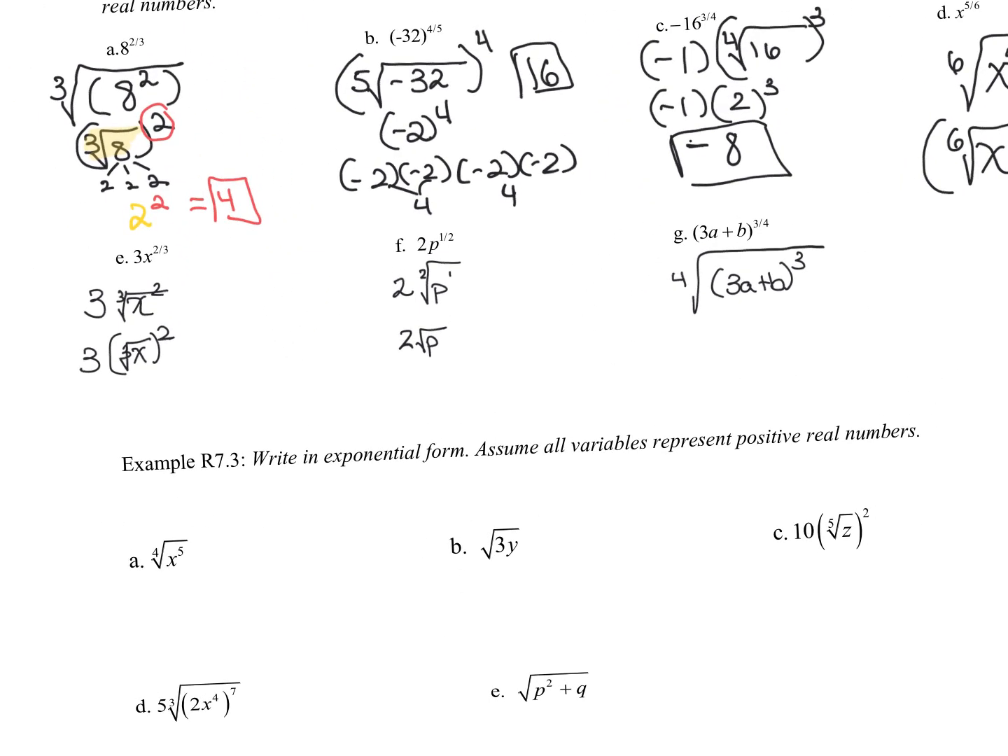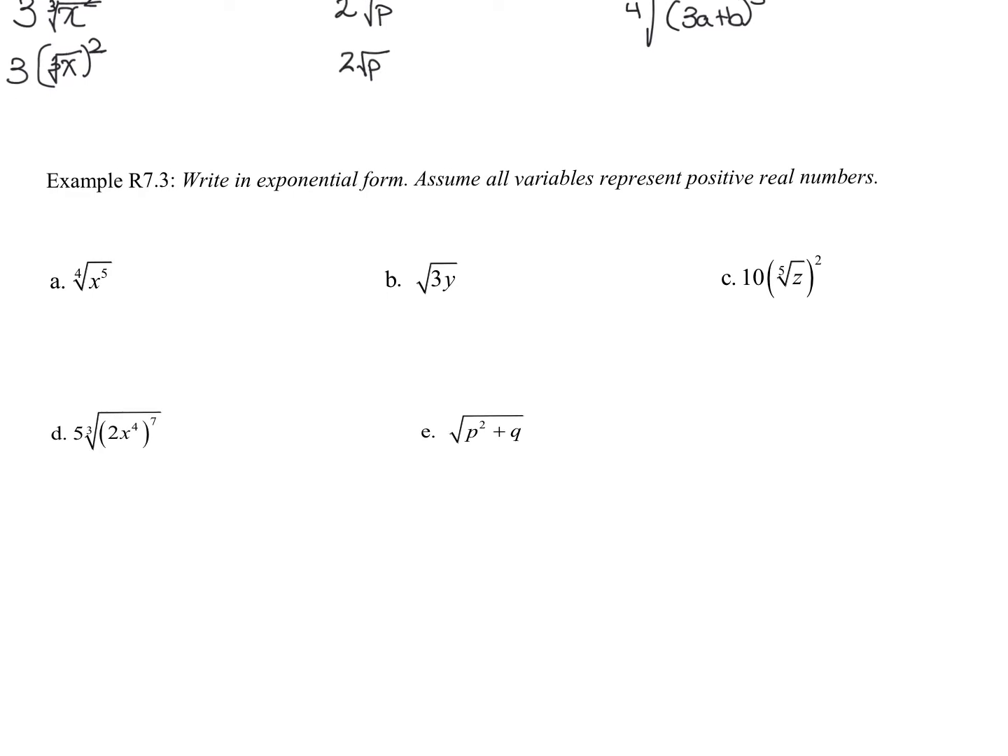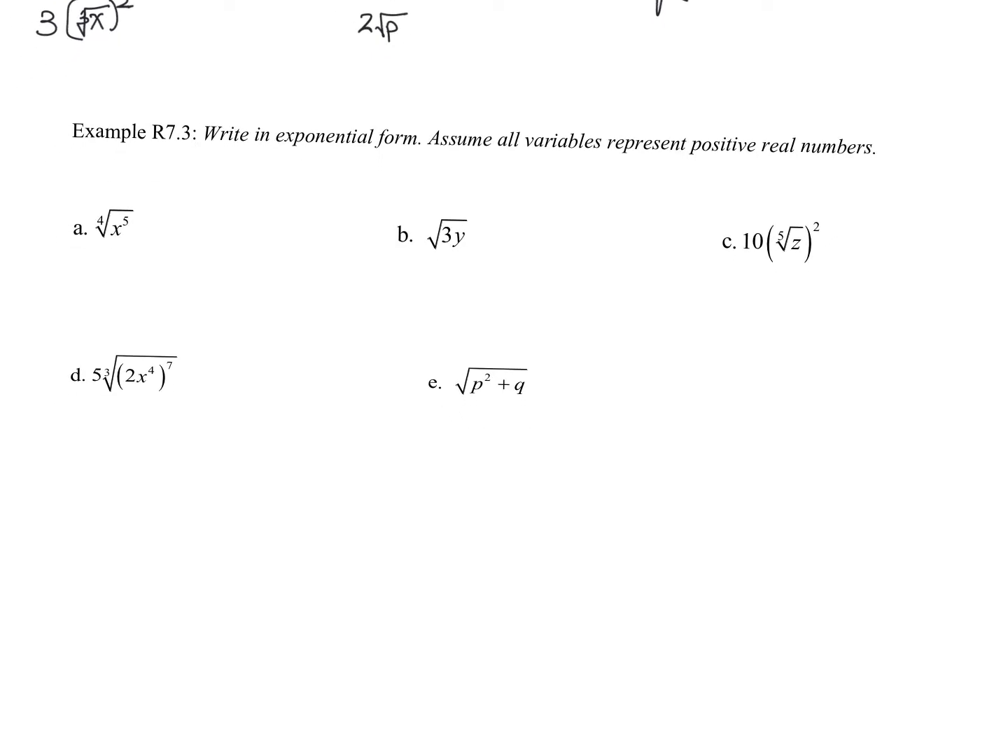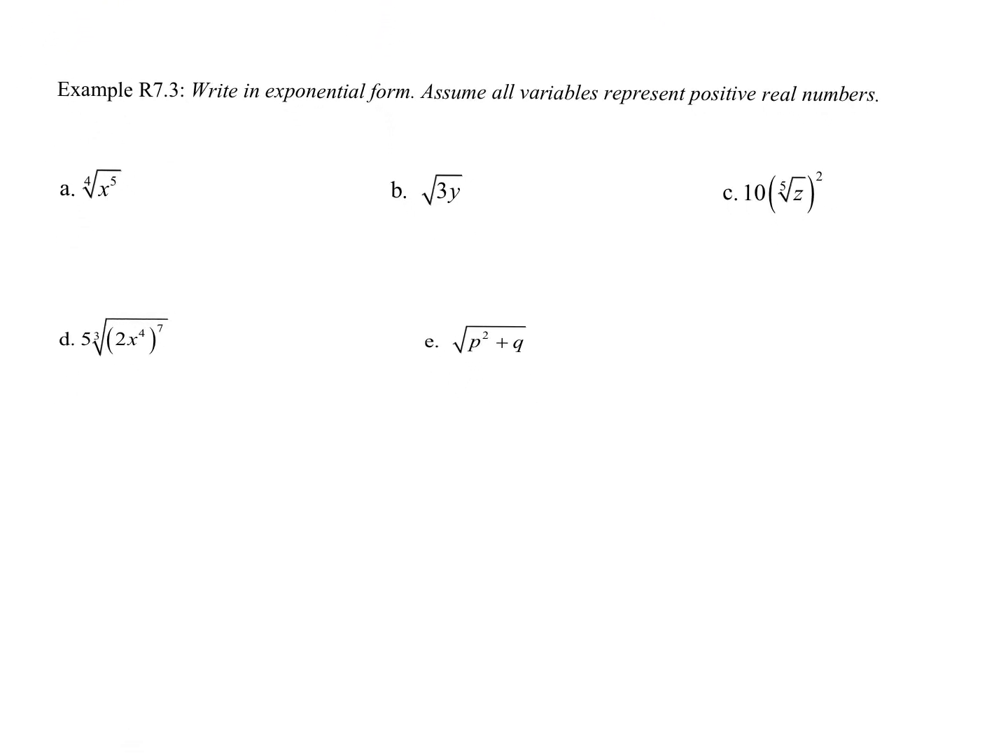Okay, so now we'll try to go the other way. I'm going to give you the radical form, and we're going to do writing in an exponential form with exponents. So the first one, letter A, is x to the 5th power over the 4th root. It's always power over root.